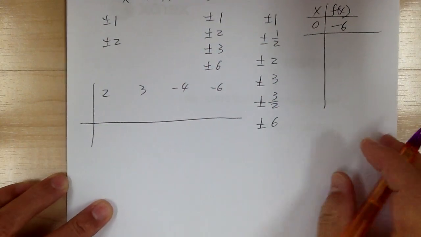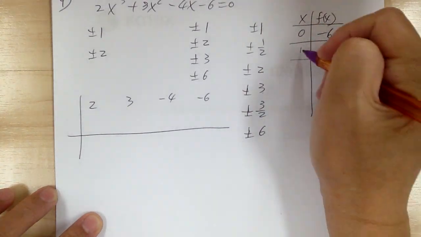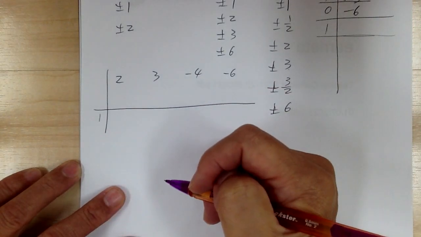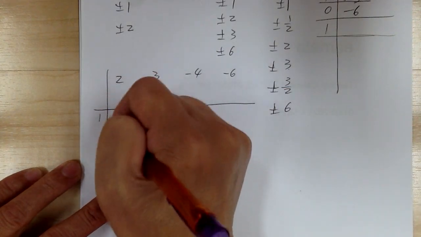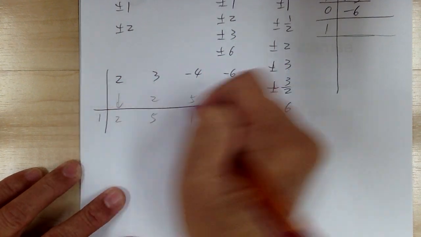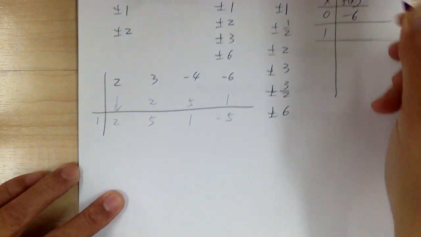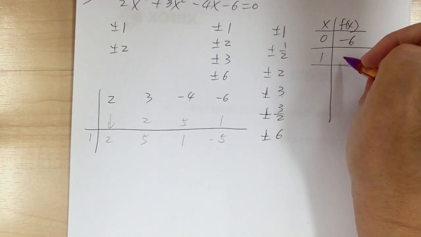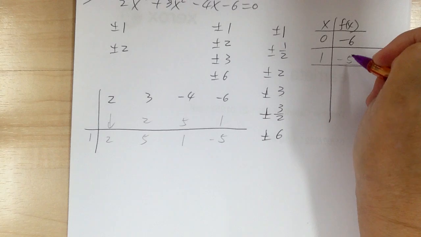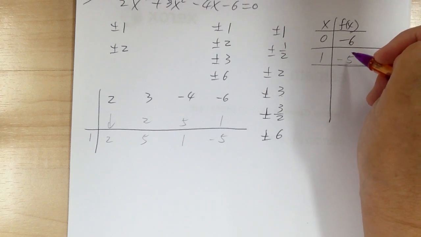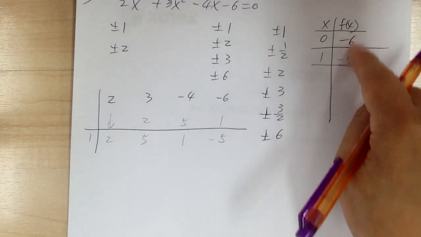Again, I'm going to start with 1, because 1 is fairly easy to evaluate. So I'm going to try 1 first. I always like to start with 1. So drop, multiply, add, multiply, add, multiply, add. So I get negative 5. So it seems I'm getting closer. So the next number, I'm going in the right direction.